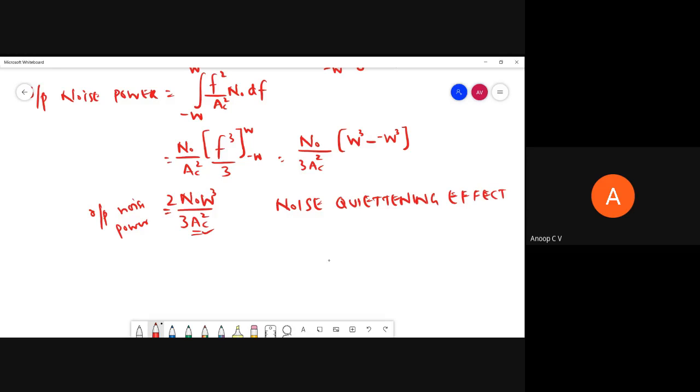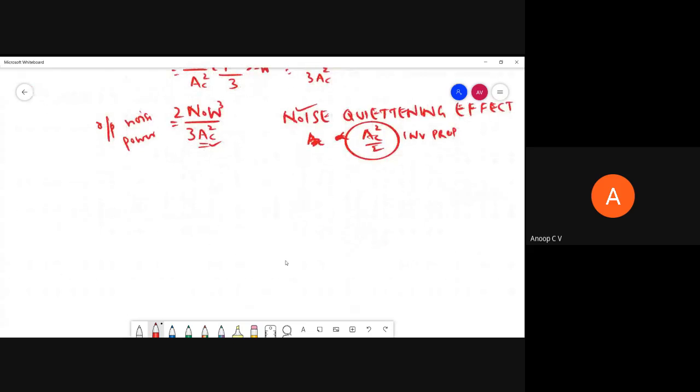So what is the noise quietening effect? You can see the output noise power is inversely proportional to AC square by 2, right? AC square by 2 is nothing but the carrier power. So it is inversely proportional to carrier power, which means if you increase the carrier power, the noise power will be reduced. So increasing the carrier power has a noise quietening effect. Please note down and remember what the noise quietening effect is, right?